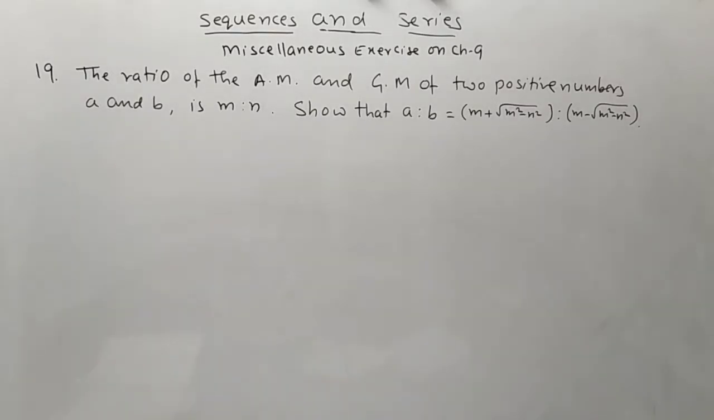Question number 19. The ratio of the arithmetic mean and geometric mean of two positive numbers a and b is m is to n. Show that a is to b is equal to m plus square root of m square minus n square is to m minus square root of m square minus n square.